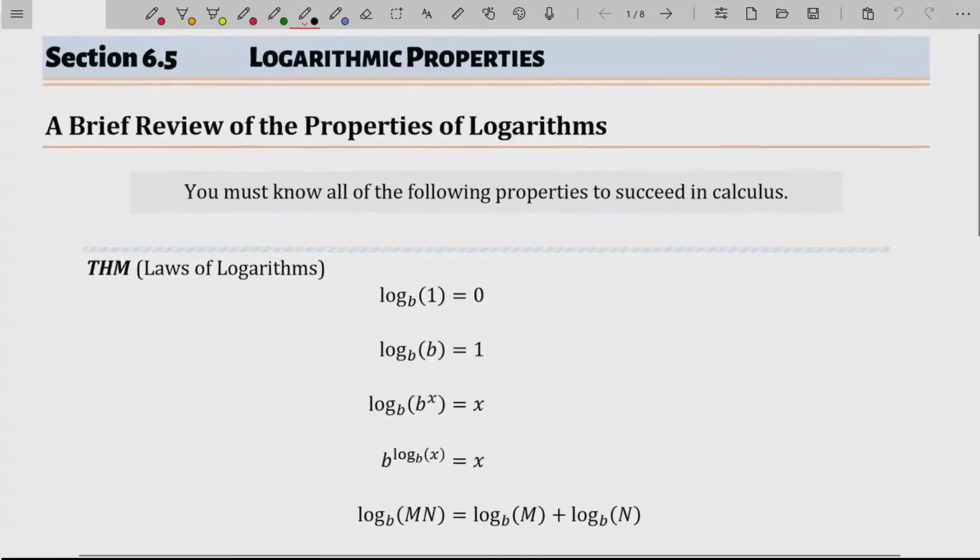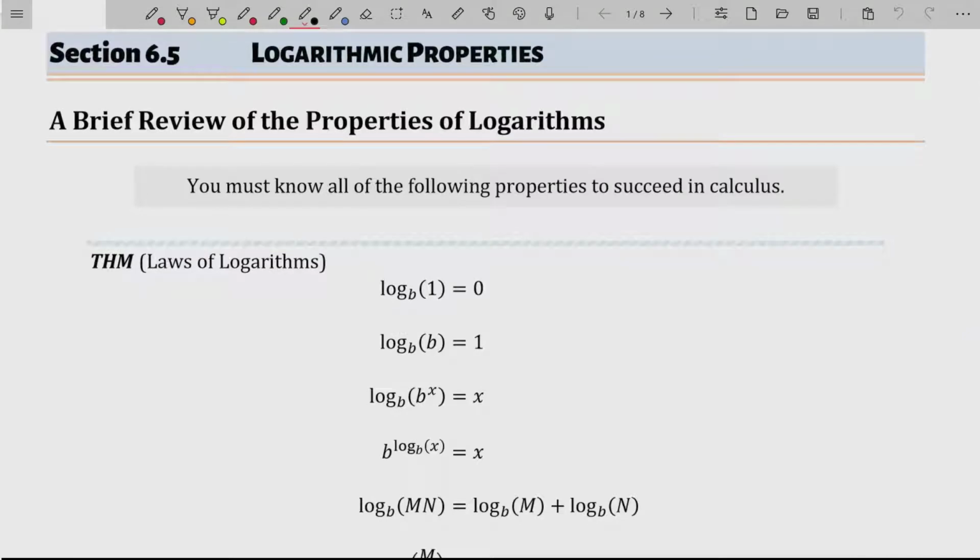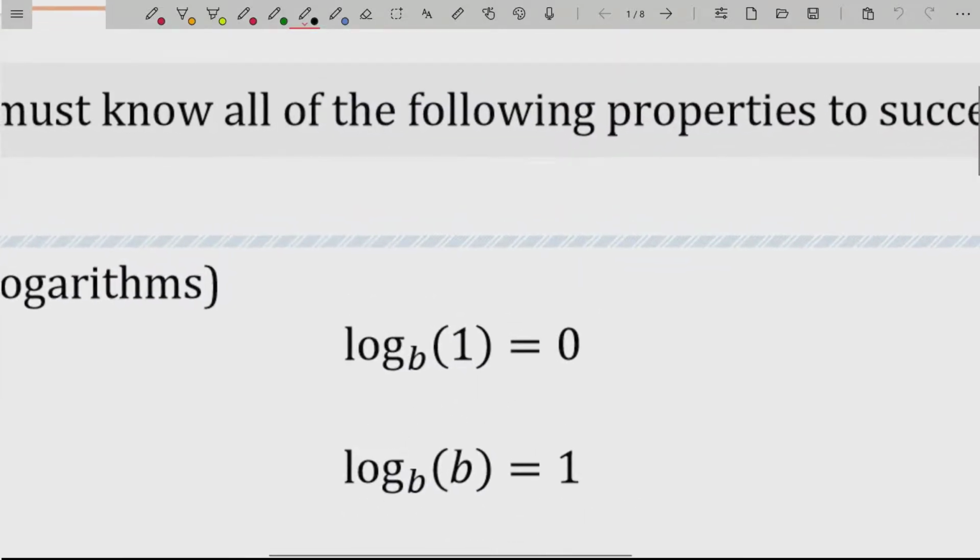All these properties are required for you to succeed in calculus. None of them can be thrown out. Well, maybe change of base, but pretty much all of them are there. What we're going to do in this video is prove a few of them. So this video is just dedicated to reminders and then to proving some. Let's go ahead and take a look at this first one.